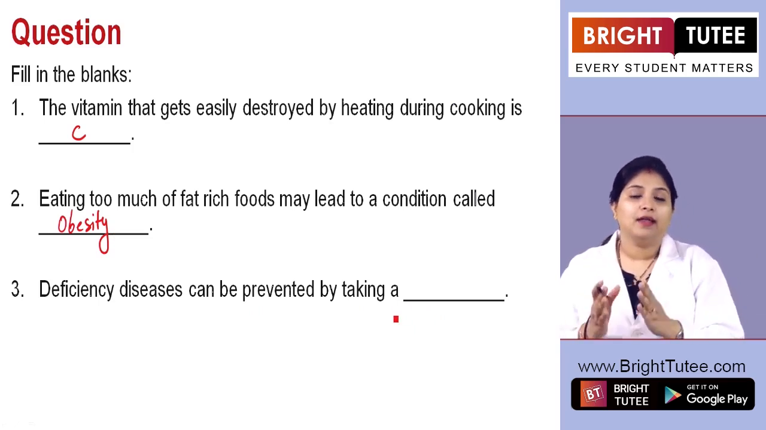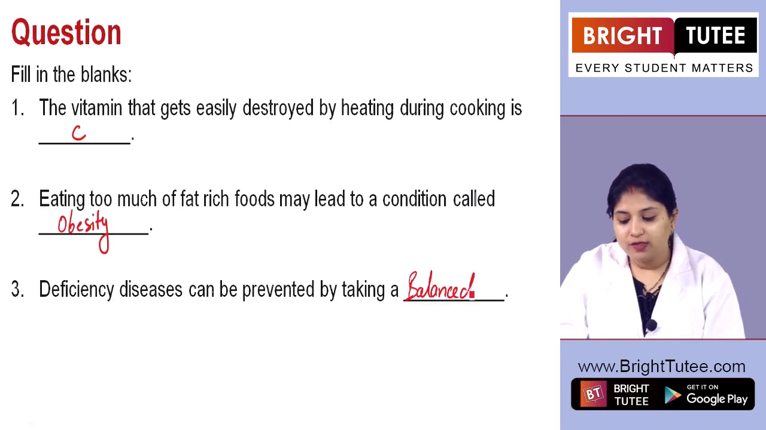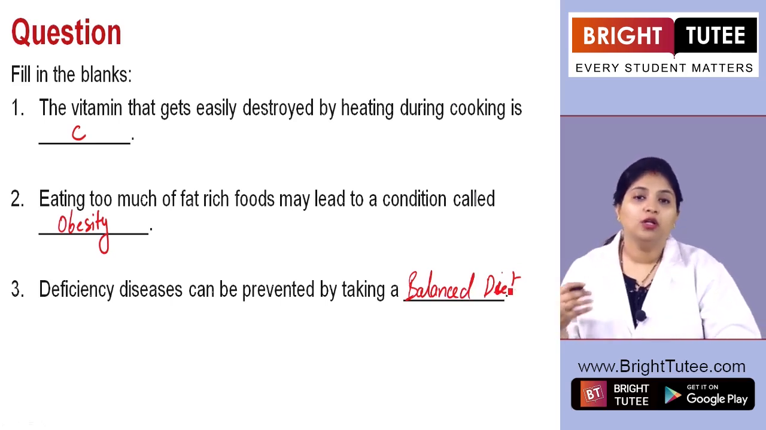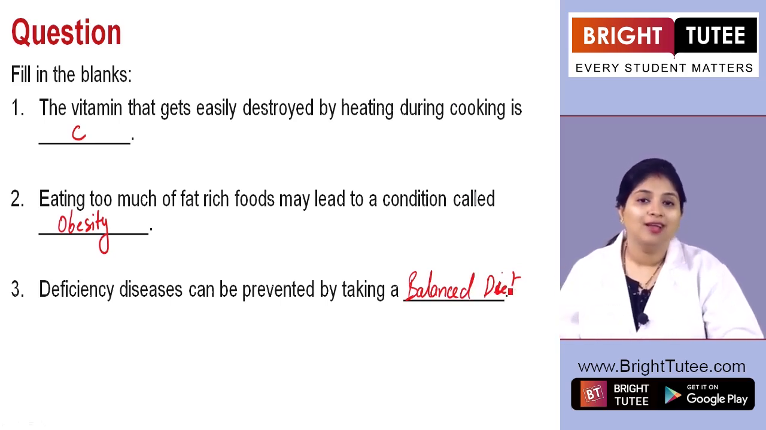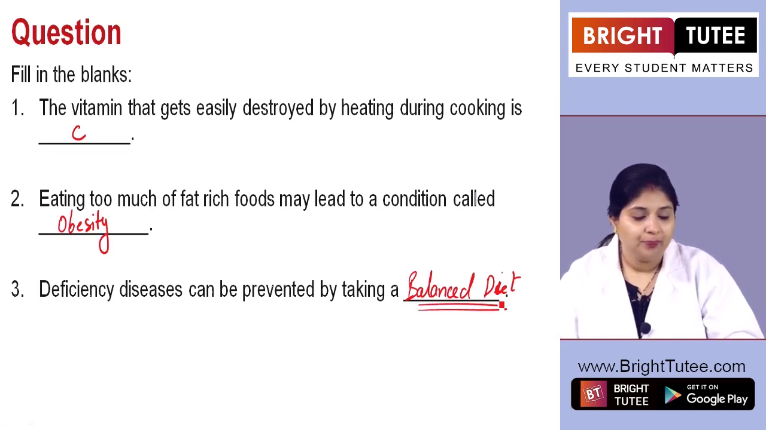Now, deficiency diseases can be prevented by taking a balanced diet. A balanced diet definitely helps in preventing any kind of deficiency disease. Now, what is a deficiency disease? It is a disease which is caused when one or the other nutrient is absent from our diet. So, a balanced diet helps in saving us from any kind of deficiency disease.